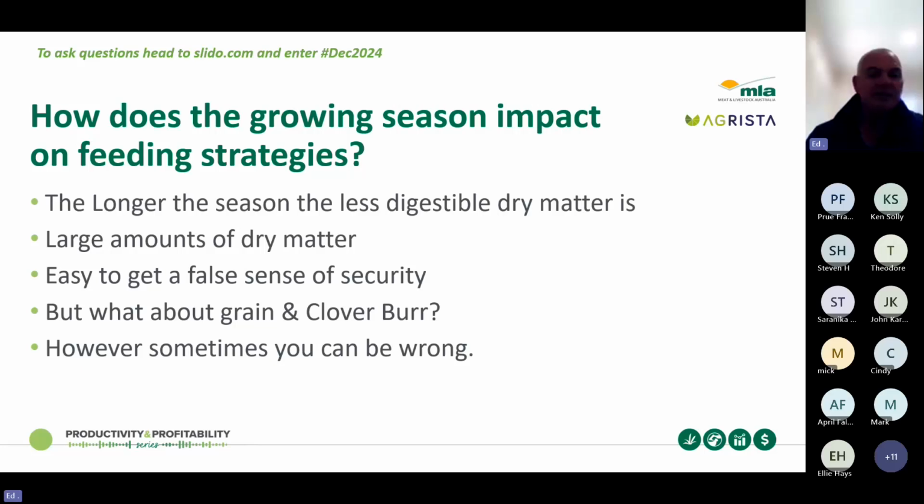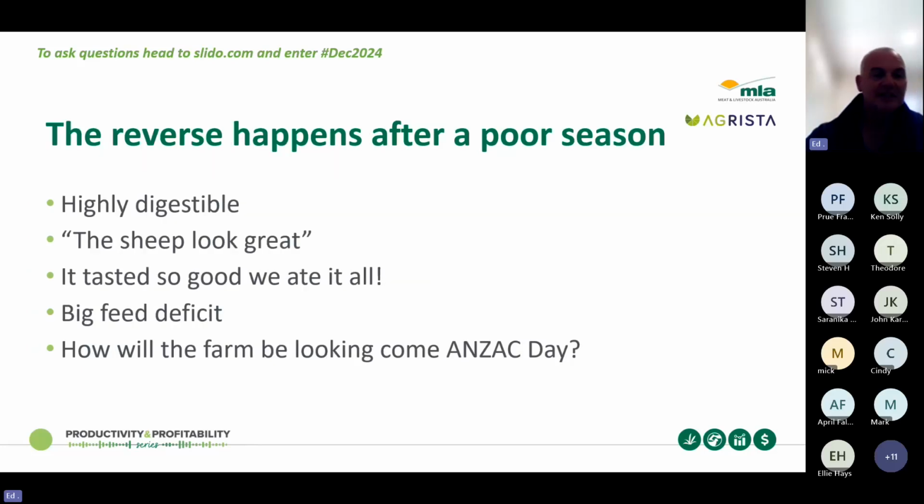But sometimes you can be wrong, and that's where condition scoring is always important, especially if there's a good coat of wool on the sheep, unless you've got shedders, you can see them. And the reverse happens in a poor season. So highly digestible, like this year, a classic spring this year. Really tight spring. The sheep looked amazing. The quality of the feed was amazing.